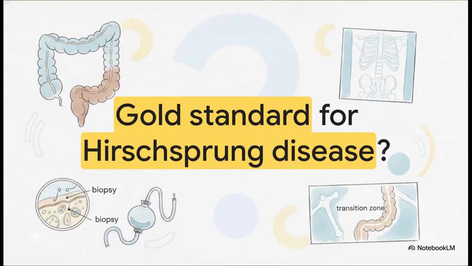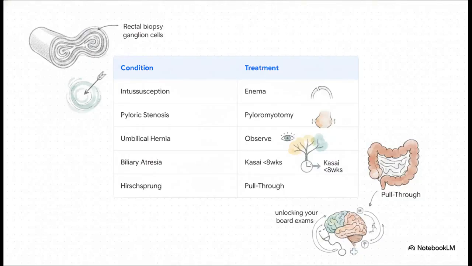Which of the following is the gold standard investigation to diagnose Hirschsprung disease? Option A, barium enema. Option B, colonoscopy. Option C, rectal biopsy. Option D, CT scan. Or option E, double contrast enema. Option C is the definitive gold standard. Rectal biopsy is the correct answer. The histological reason is the complete absence of ganglion cells, which is accompanied by hypertrophied nerve bundles.